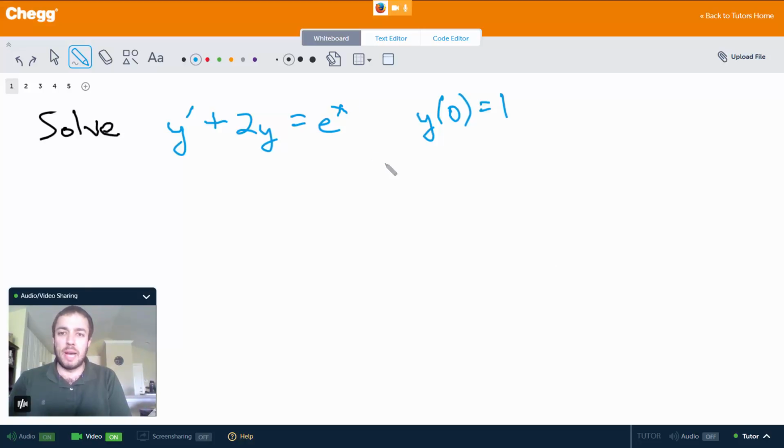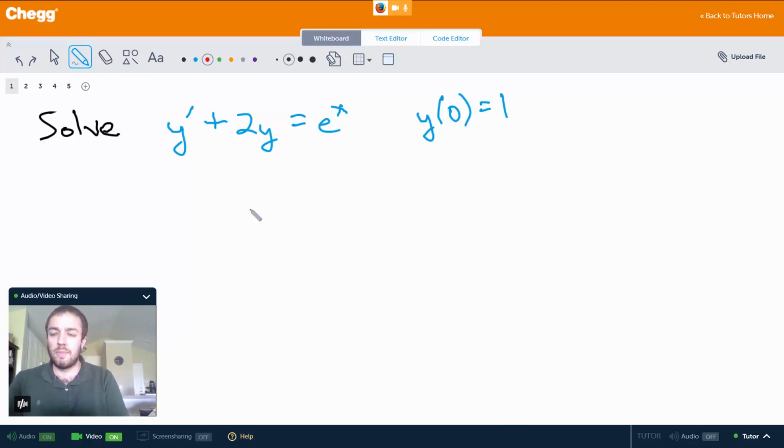I mostly do math and a little bit of computer science, and in this video we're going to do an example of using the integrating factor to solve a differential equation. And this is an initial value problem because notice we have our differential equation and we're given an initial value. Okay, so we want to solve y' + 2y = e^x, given also y(0) = 1. So how do we do this using integrating factors?